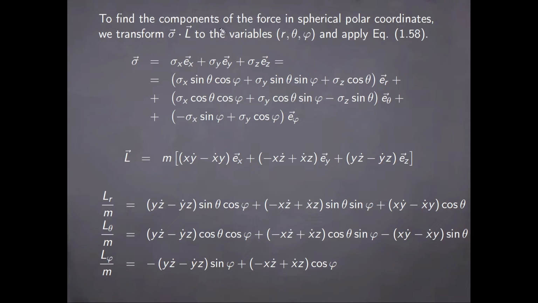And to find the components of the force in spherical polar coordinates, we transform the dot product between sigma and L to the variables r, theta, and phi and apply equation 158. So this is just the vector sigma written originally in Cartesian coordinates. Then I transform the versors to spherical ones and factorize everything, so you end up with the spherical components of this vector, which are the ones given here.